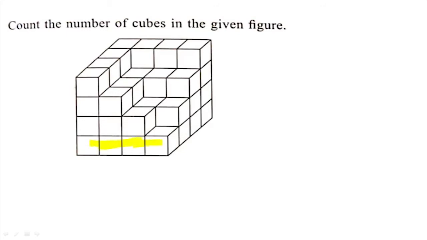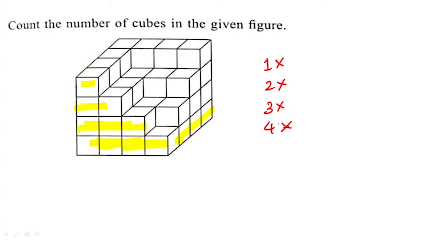This is the bottommost layer. Correct? This is the bottommost layer. First layer, second layer, third layer and fourth layer. There are 4 layers of cubes here which are arranged. So I will have to do 1 multiplied by some number, 2 multiplied by, 3 multiplied by, 4 multiplied by.